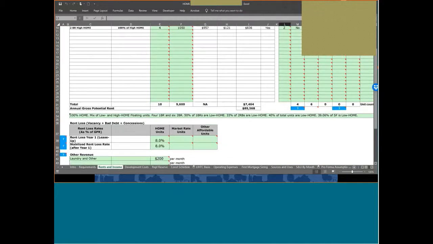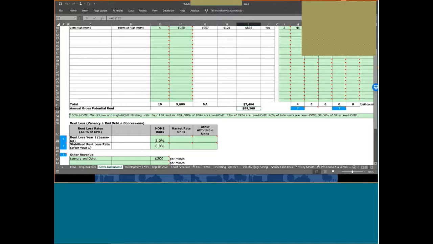I've also taken a good look at that. And as a diligent underwriter, I've entered in a comment about that. And it basically says it's 100% HOME project. There's a mix of high and low units. There are 4 1s and 6 2s. I basically sort of narratively expressed the information that's already there. And I now have my rental income net of utility allowances of $89,568. So I've completed a portion of this process.